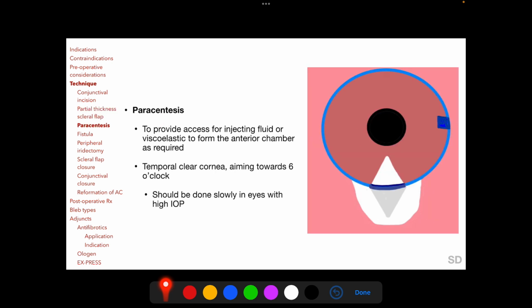Then a paracentesis is made to provide access to the anterior chamber to inject fluid or viscoelastic as and when required, and it is usually made in the temporal clear cornea aiming towards 6 o'clock position. The paracentesis should be made slowly and carefully in eyes with high intraocular pressure.